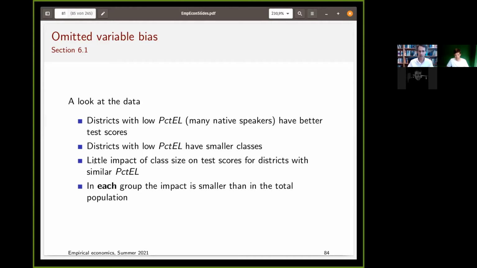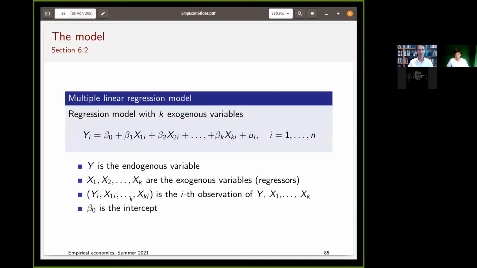There's only little impact of class size on test scores for districts with a similar percentage of English learners. So within each of these strata, there's only a small effect of class size. And we can even see that in each group, the impact of class size is smaller than in the total population. All right, this is a look at the data.